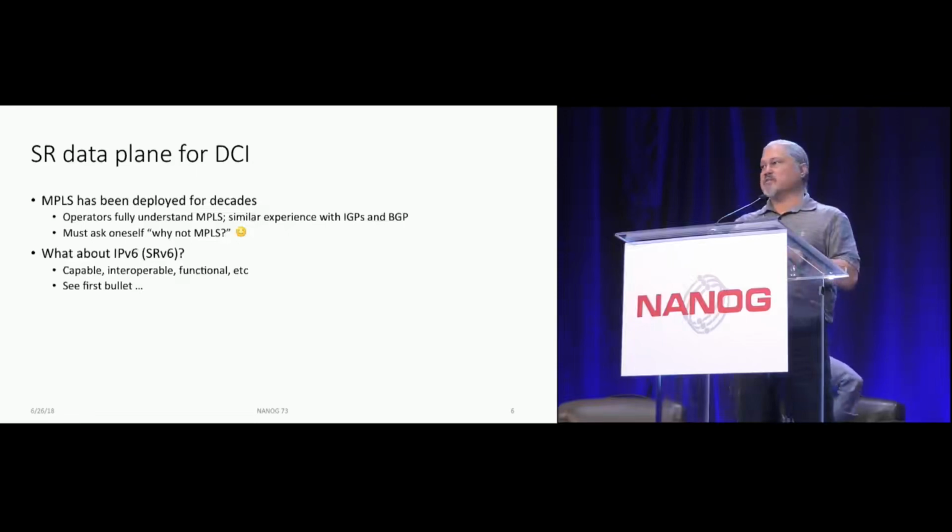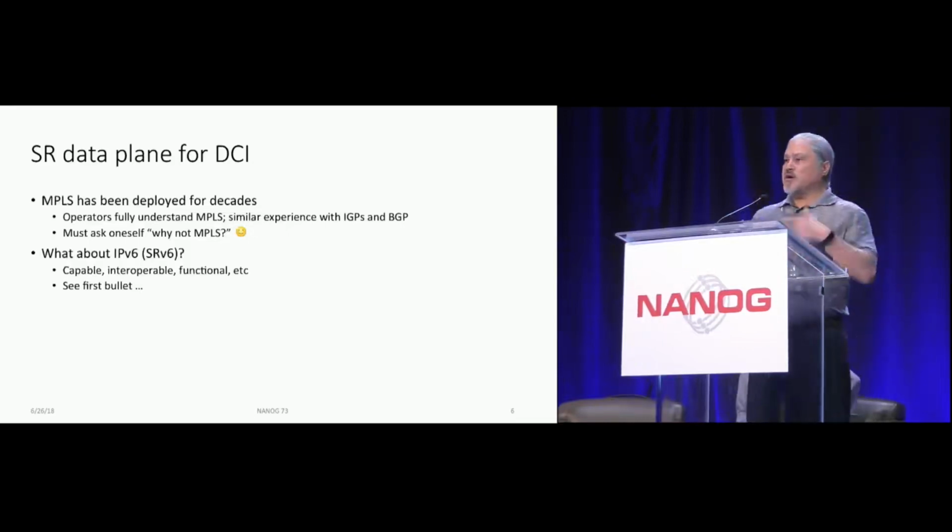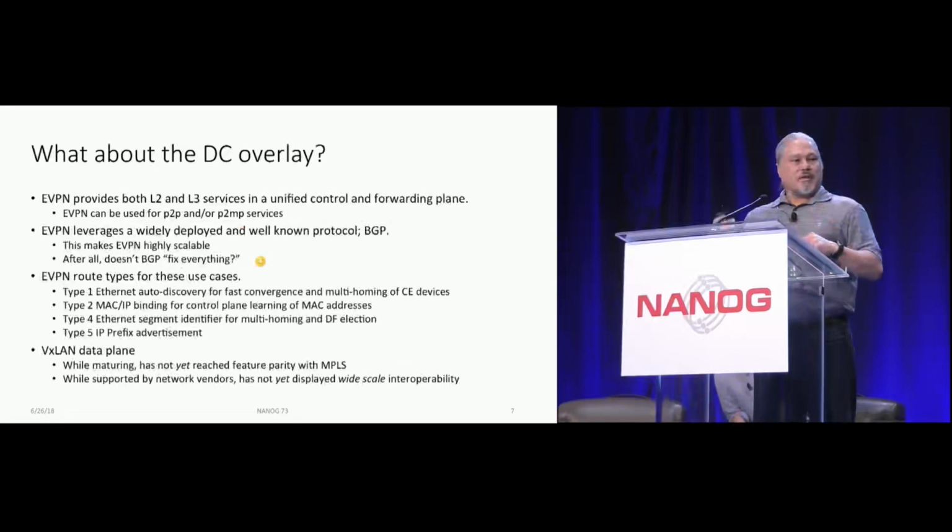Now, obviously there's an option of IPv6, also known as SRv6. It's capable, it's interoperable, it's functional. There are a little pros and cons between MPLS or IPv6, but the main decision factor was they have LDP in their network today. They're familiar with MPLS, so it just makes sense to stick with MPLS in the data plane. Plus, there's some interworking that needs to happen during the migration.